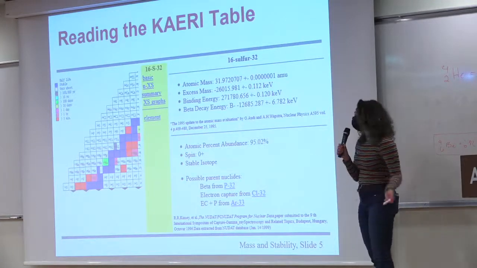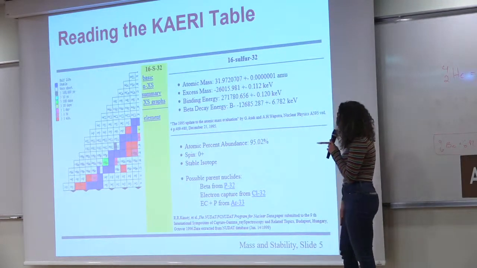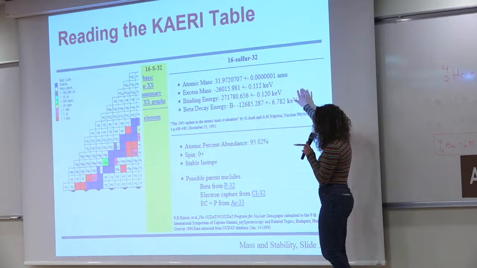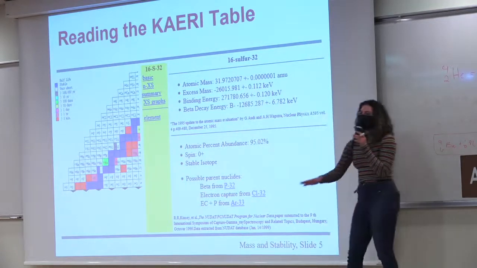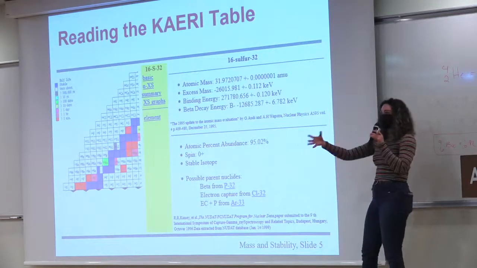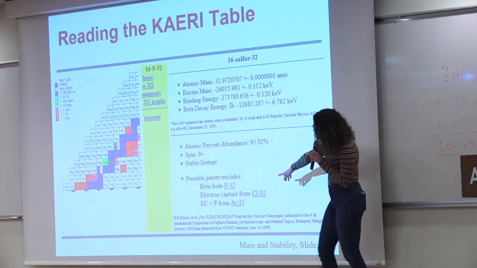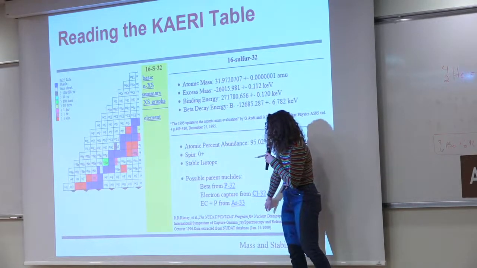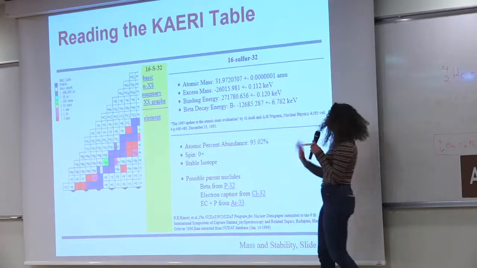And then some other fun information you can see. We have our percent abundance. So we're looking at sulfur 32. If you multiply all your information for sulfur 32 by 0.9502, and then go through each different isotope until you get to 100, you can come up with natural sulfur and all of your information for that. We have spin values. It's a stable isotope. And it tells you some of the most common parent nuclides. These are reactions that would produce the specific isotope that you're looking at.